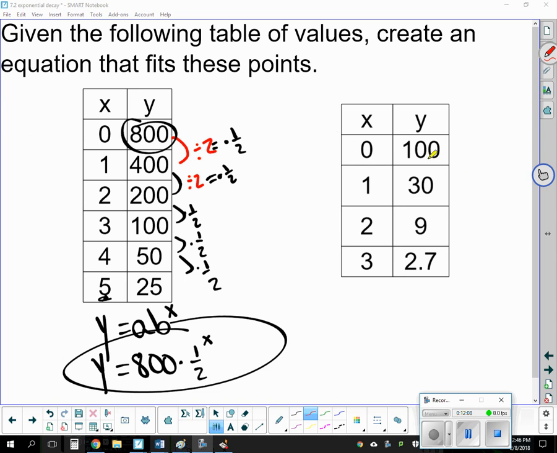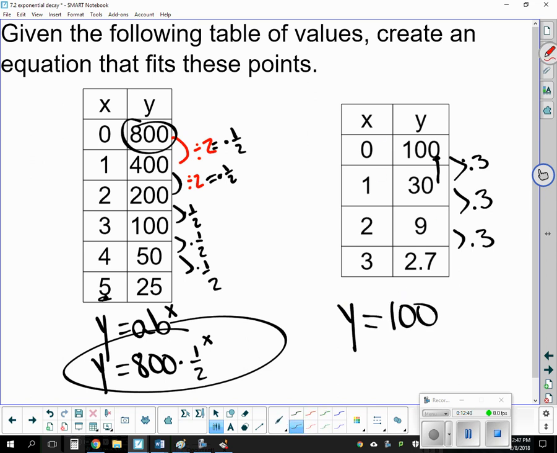If you are having trouble figuring out what you are multiplying by, you can always work backwards and divide. So if you do 30 divided by 100, that gives you 0.3. So what that means is to go from 100 to 30, you must have multiplied by 0.3. So that means 30 times 0.3 should be 9, and it is. So we're multiplying by 0.3 on each one of these. Go ahead and check that. Then your equation, your initial amount is 100 times your growth factor, 0.3 to the x power.